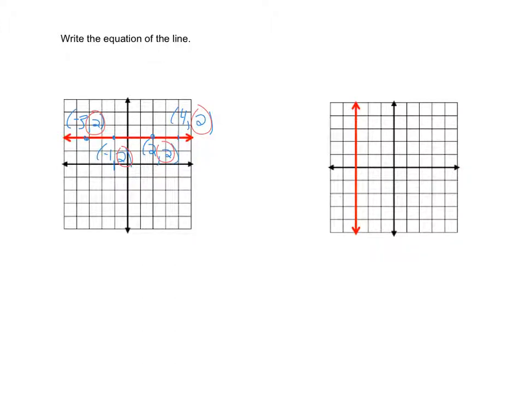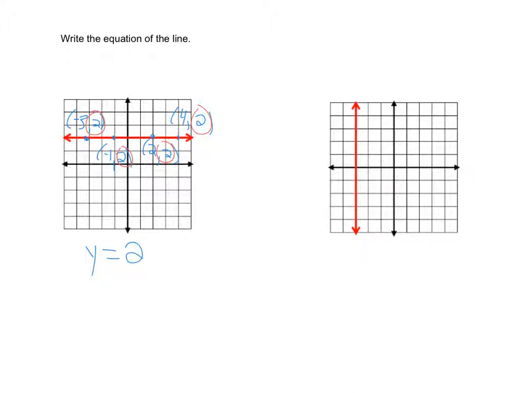So what is the y coordinate of every point on this line? The y coordinate is 2. So that means the equation of this line is y equals 2, because every point on this line has a y coordinate of 2. Okay? Easy enough.